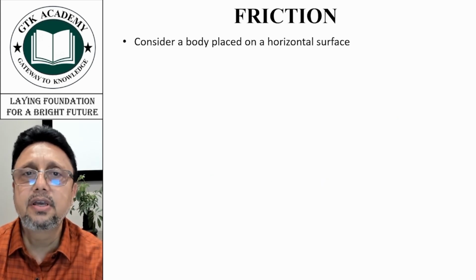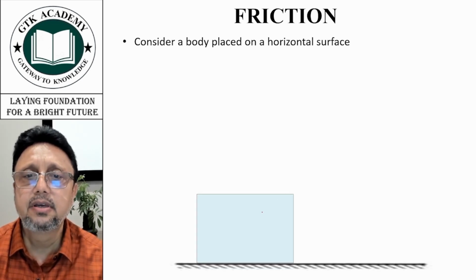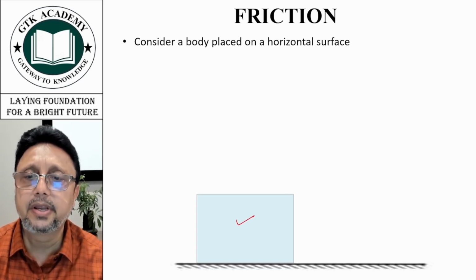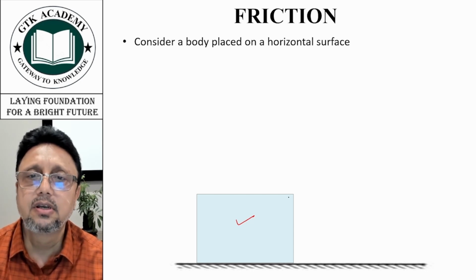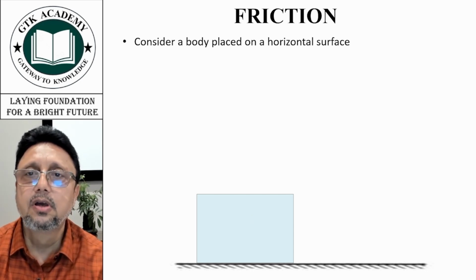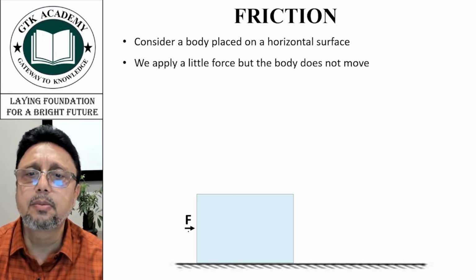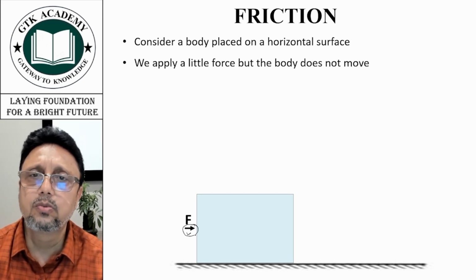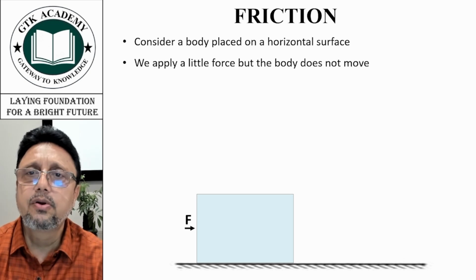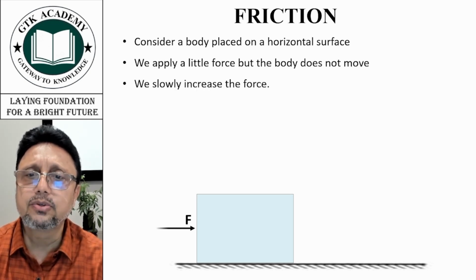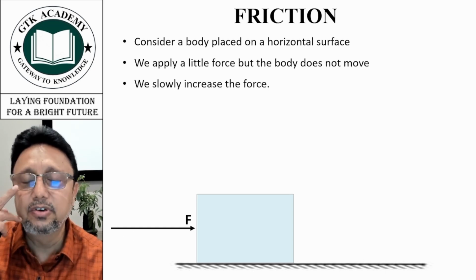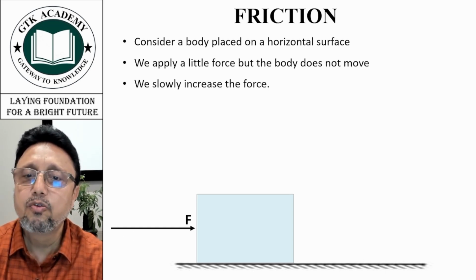Now consider a body placed on a horizontal surface. This is a body, this is a block which is placed on a horizontal surface. Now we apply a little force, a small force, the body does not move. I have indicated that force by a small arrow. Now we slowly increase the force. I am increasing the size of the arrow, which indicates that I am increasing the force.